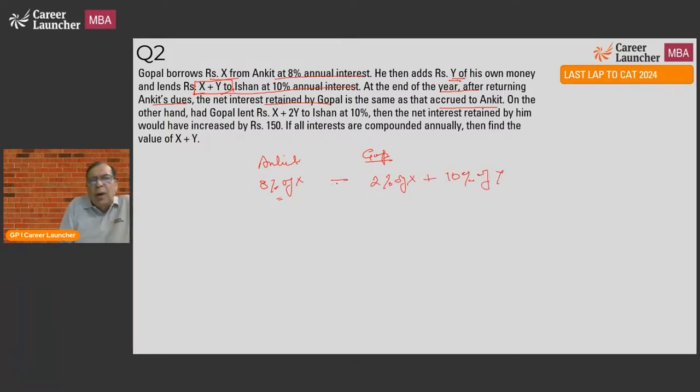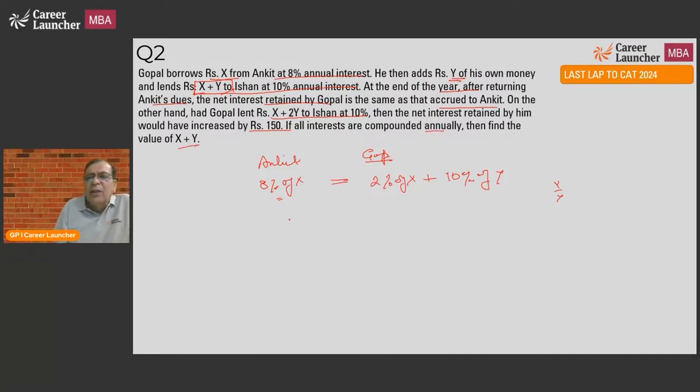As per the question, these two are equal. So from here, what will I get? I can get the ratio of X upon Y. On the other hand, had Gopal lent X plus 2Y to Ishan at 10%, the net interest retained by him would have increased by rupees 150. If all interests are compounded annually, find the value of X plus Y.